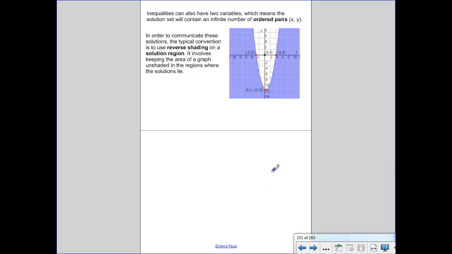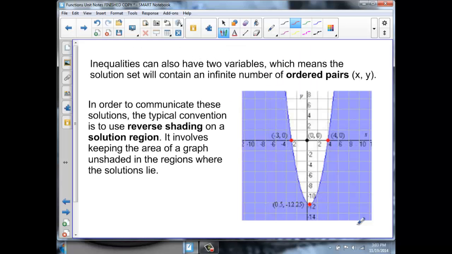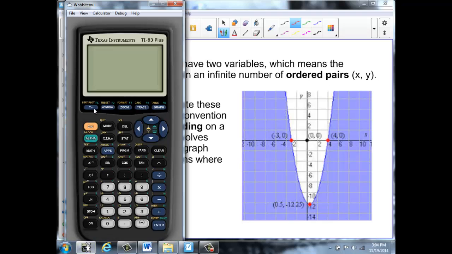We do something called reverse shading. Okay. Have I ever shown you how you can get your calculator to shade half of a graph? Done that before? Grab your calculator, I'll re-show you in case you don't know. Go to y equals, and why don't we put in the graph of y equals x, just to keep it simple.